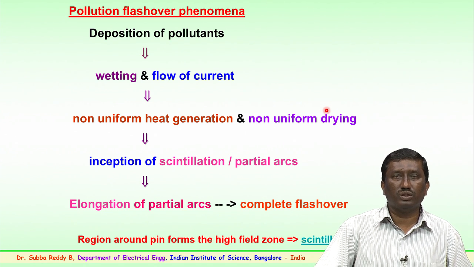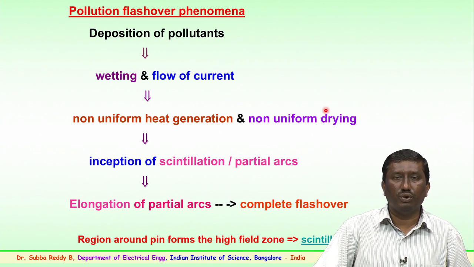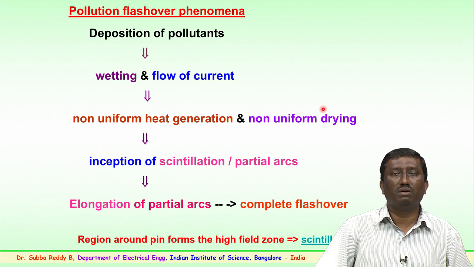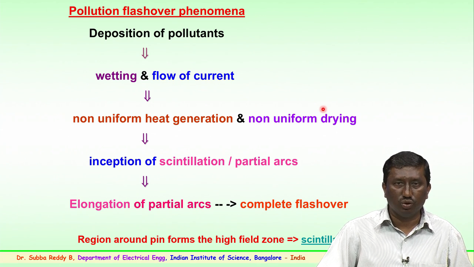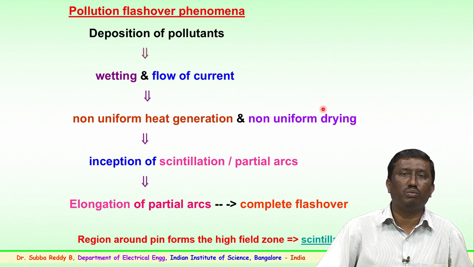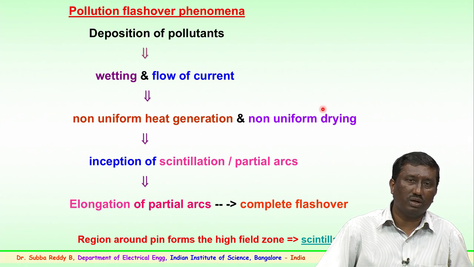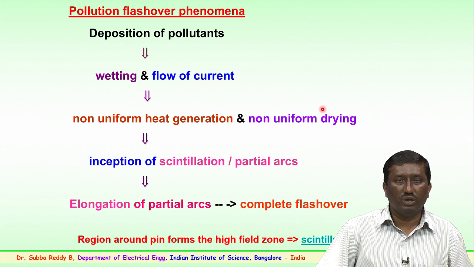So, the pollutants or contaminants which are collected on the surface are not uniform in nature. Because of the wind flowing in a particular direction, the contaminants getting accumulated on the surface are not uniform. Some of the areas could have more, some of the areas could have very little, and on some areas of the insulator no pollutants may be deposited.